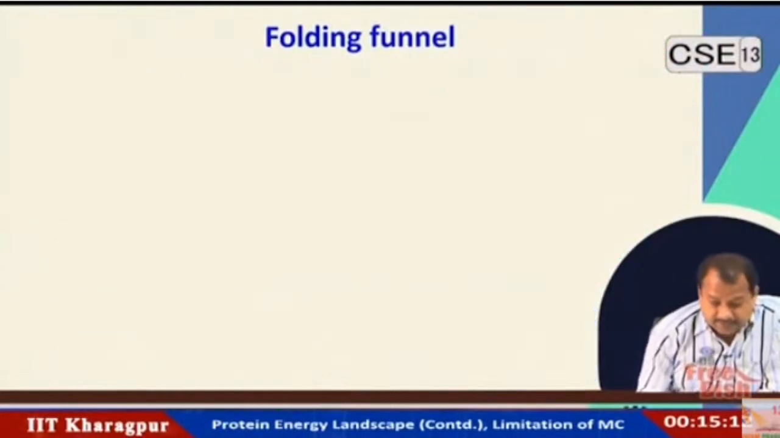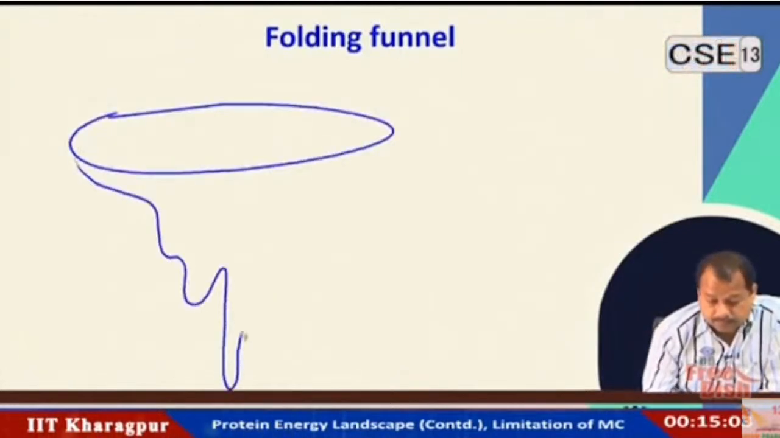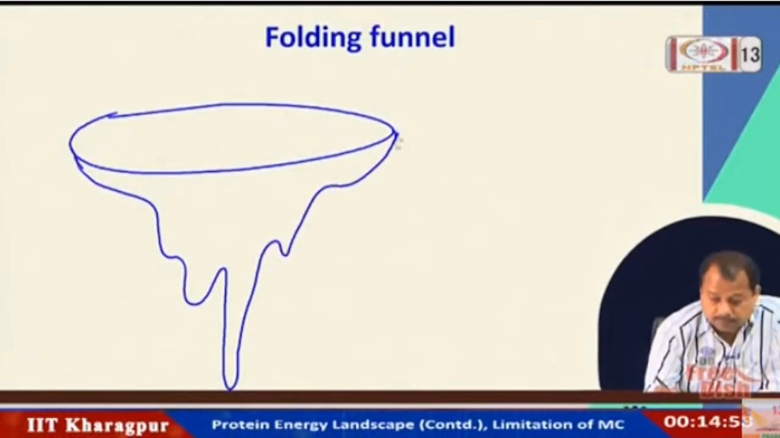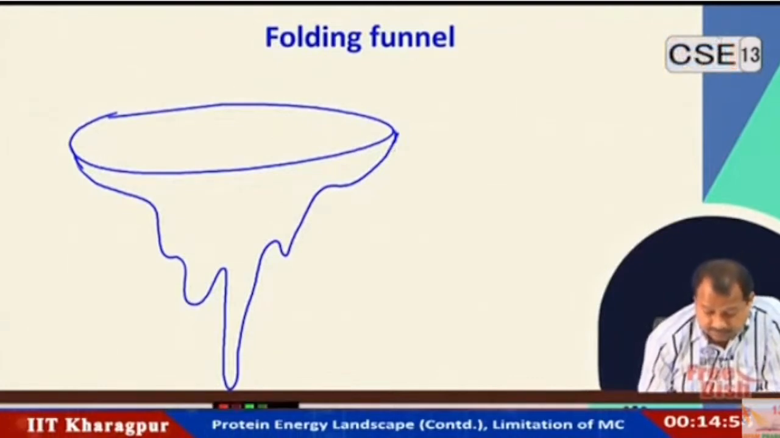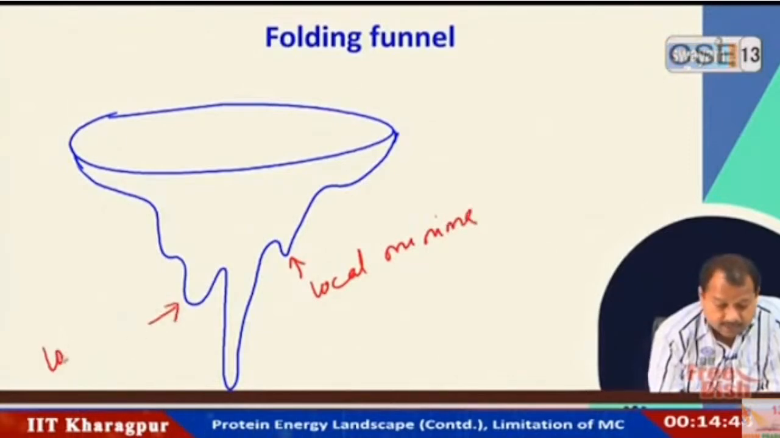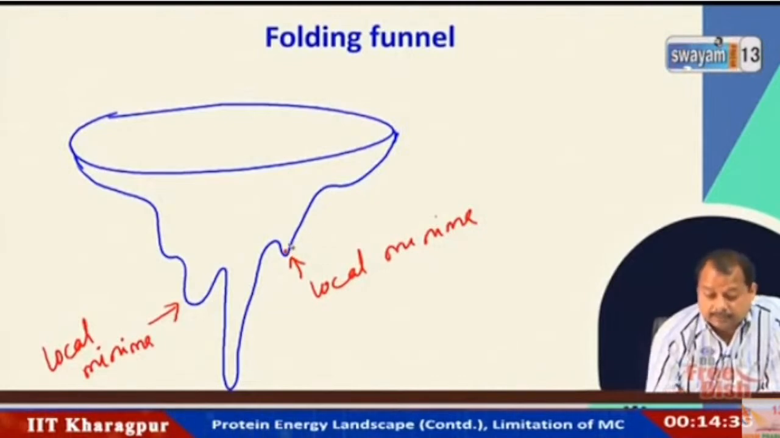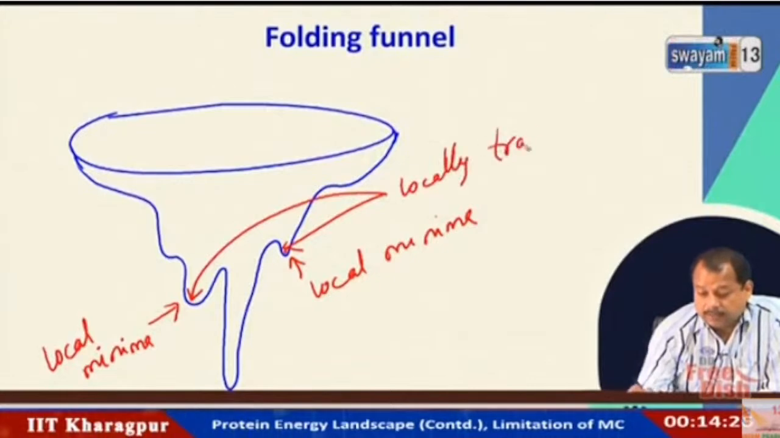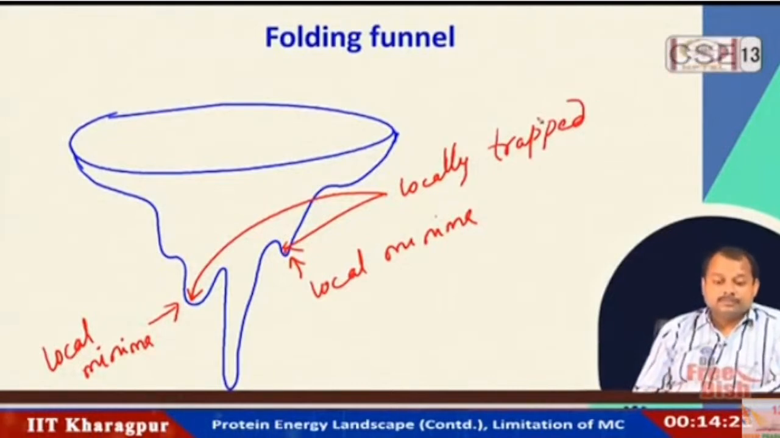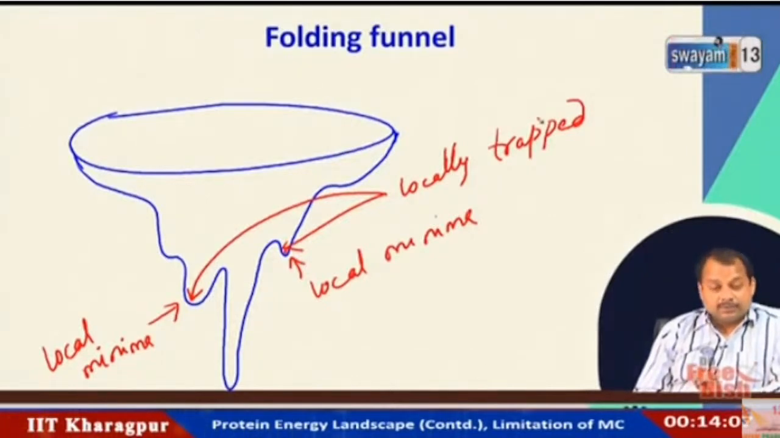Now, if I erase everything and draw that folding funnel only, then this region is called the local minima. This is also called a local minimum, and if I reach here or here, then that situation I will call locally trapped. So, I am trapped locally. For that I have to go for the Metropolis criteria. But sometimes that will not be enough also, that I will come to later.